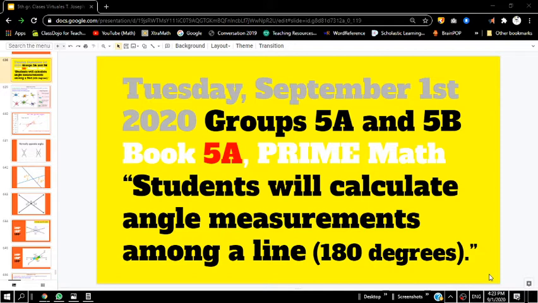Today we're going to learn how to calculate angle measurements on a line, which always have angle measurements that are going to equal 180. Okay, that's the magic number that we're going to be working with today.